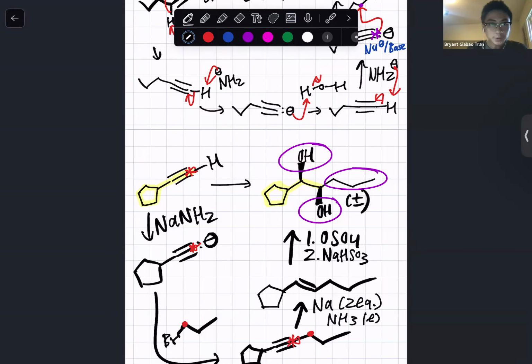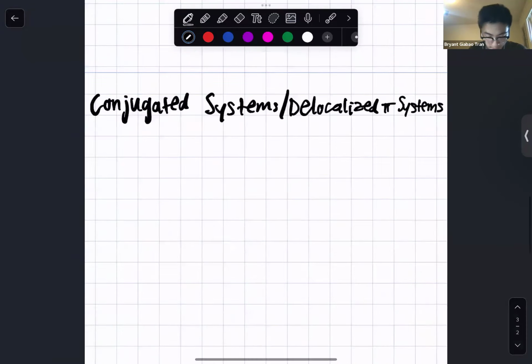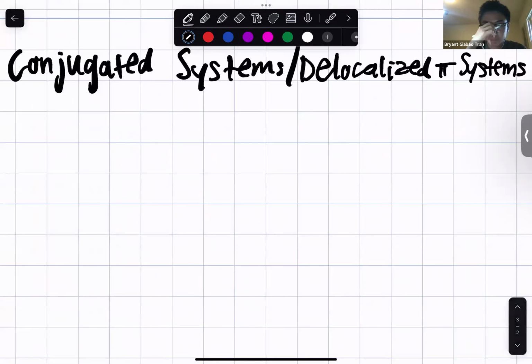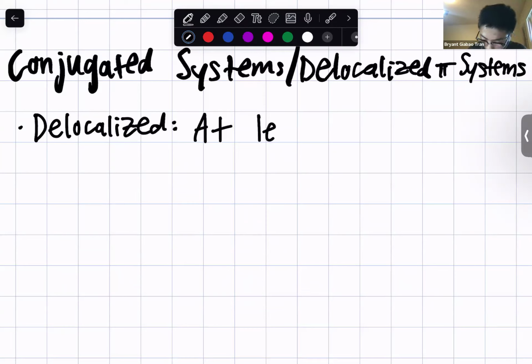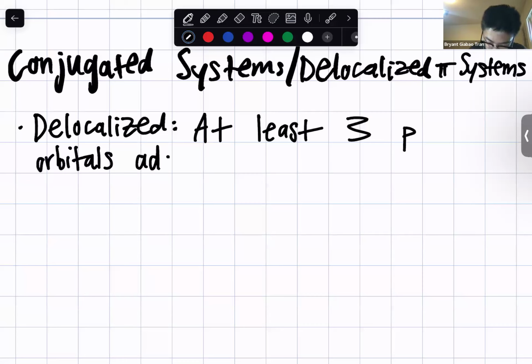Okay, so let's move on to the next chapter, chapter 14. A system is going to be delocalized if there are at least 3 p orbitals adjacent to each other.